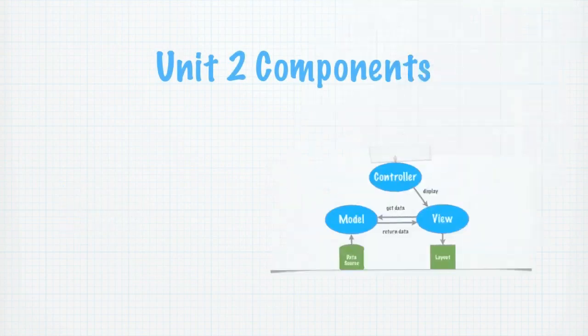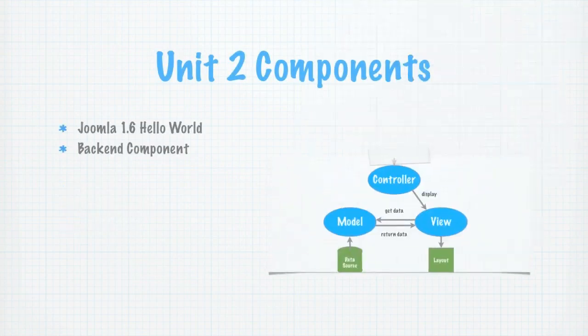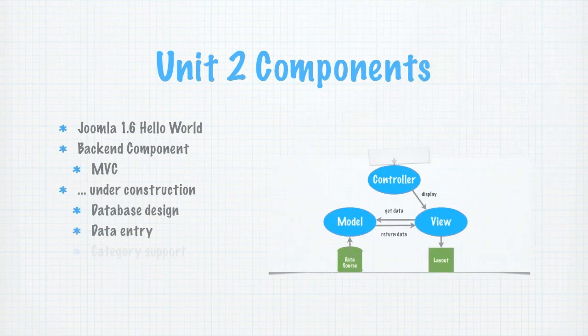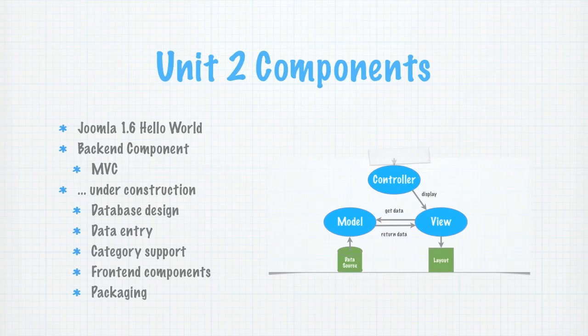Unit 2 is still being prepared, but I'm really excited that you want to be an early bird participant. Over the next few months, this unit is going to expand, but there's already quite a bit of material to cover. This unit is all about developing components in Joomla 1.6. Just for fun, we're going to do the traditional entry into programming, a Joomla version of Hello World. In the process, we'll start to pick up MVC. That's the model view controller architecture that Joomla uses.